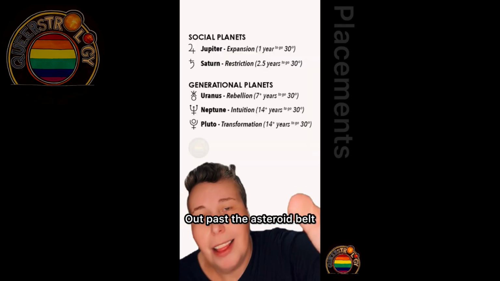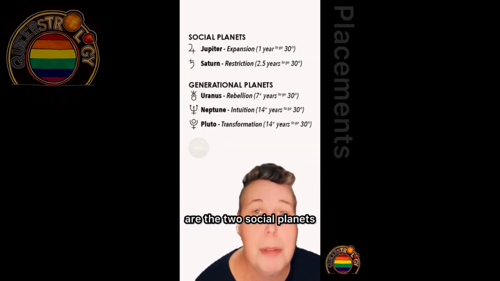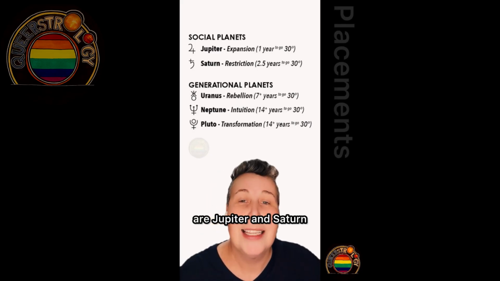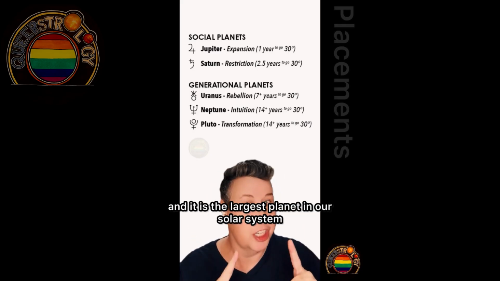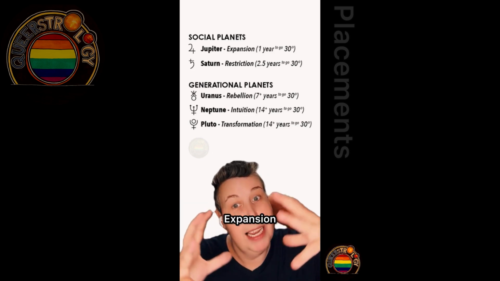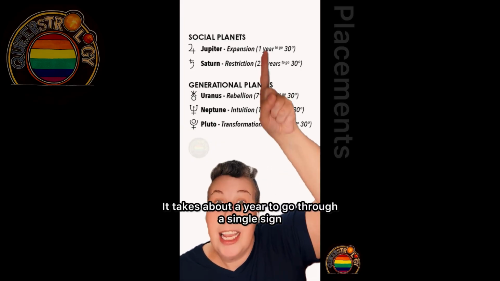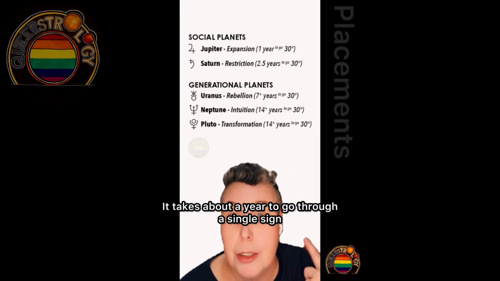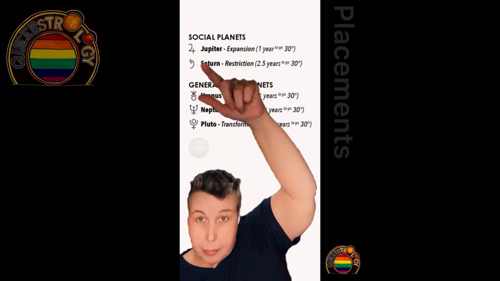Out past the asteroid belt, the first two we're going to talk about are the two social planets, Jupiter and Saturn. Jupiter is the first one that we hit, and it is the largest planet in our solar system. And guess what it represents? Expansion, luck, things like that. It takes about a year to go through a single sign. So every 12 years, you have a Jupiter return.